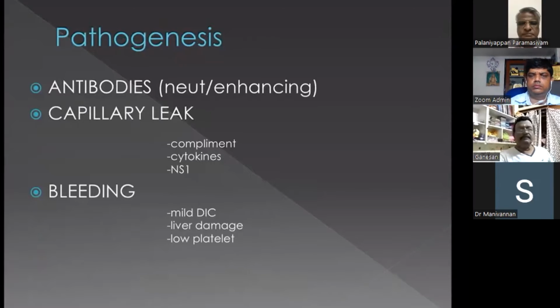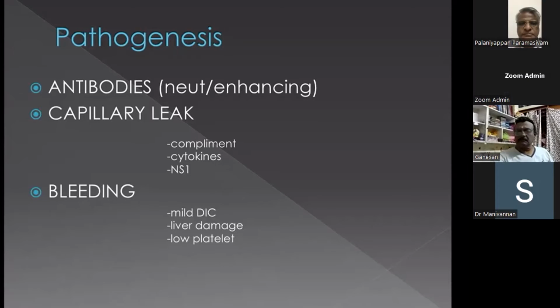So then coming to the pathogenesis, it is very important to understand for the management of severe dengue fever. You should know the pathogenesis. The main problem with dengue fever is capillary leak. How does it occur? Whenever the viremia is severe, there will be activation of complement and release of a lot of cytokines. Now we call it a cytokine storm.